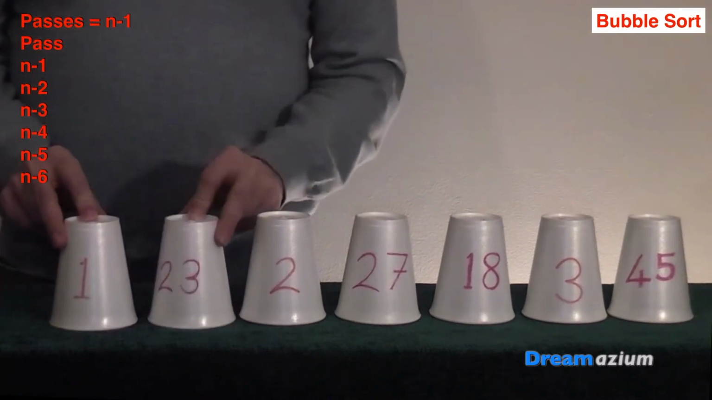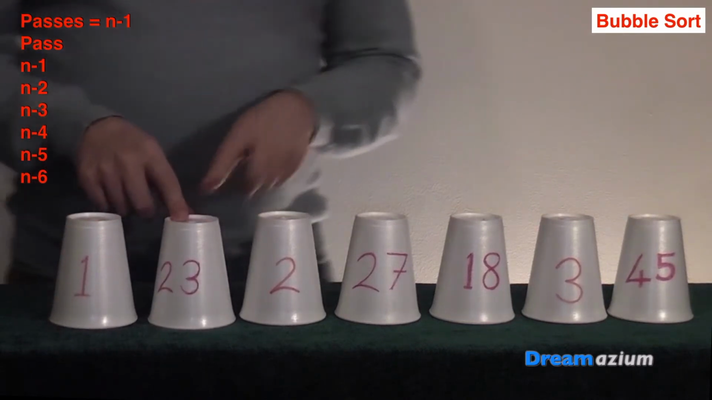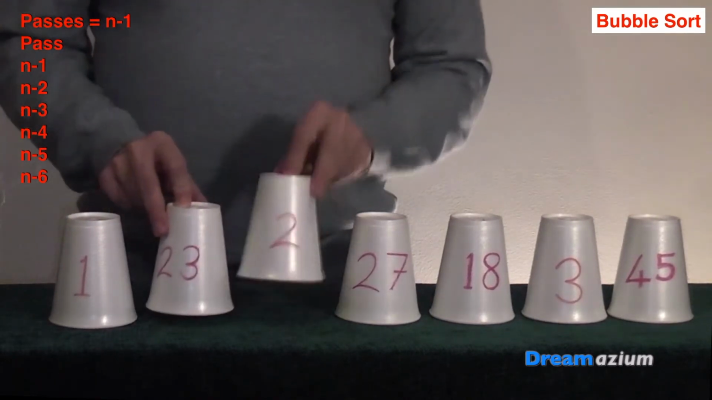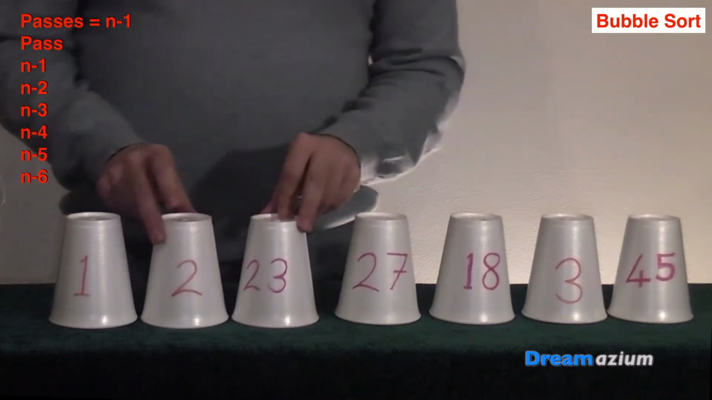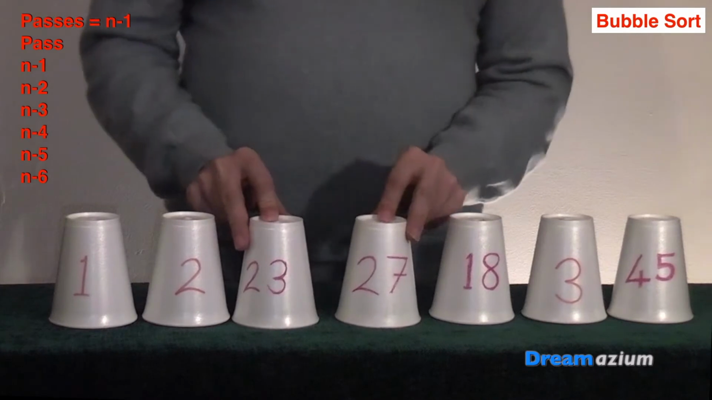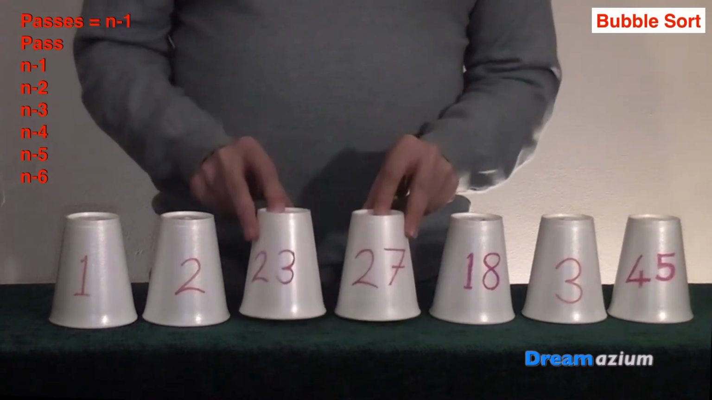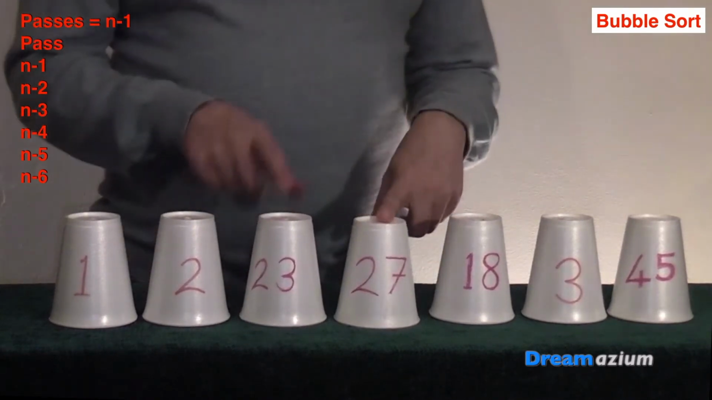We check 1 against 23. They're in the right position, so we move up 1. We check 23 against 2. They swap because 23 is greater than 2, and we move up 1. We then check 23 against 27. They're in the right position, so we leave them alone.